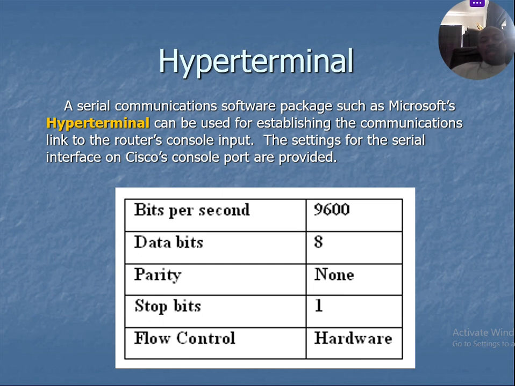It's a serial communication software package developed by Microsoft to be used for routers. It's used for establishing a communication link to the router's console port. That's what it is used for. Remember, we said that the console port is the initial place where you can communicate with a router in order to configure all the interfaces before the router can be used.